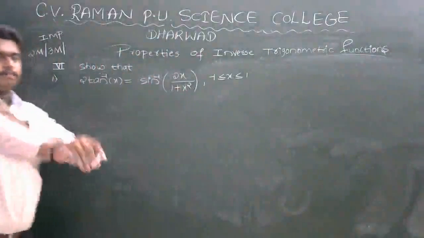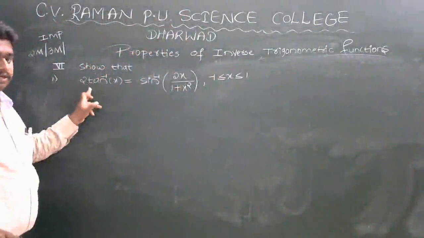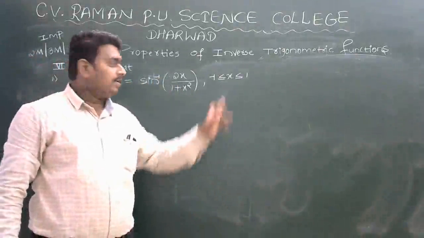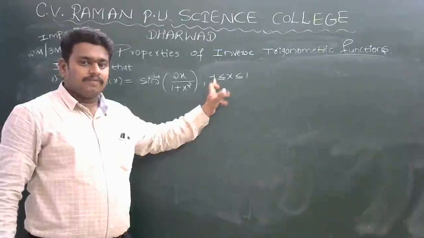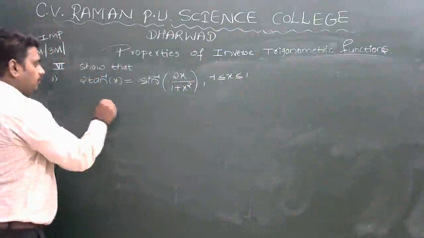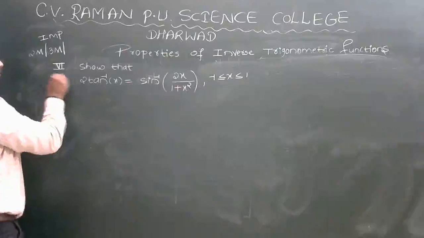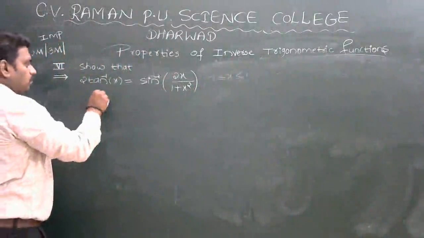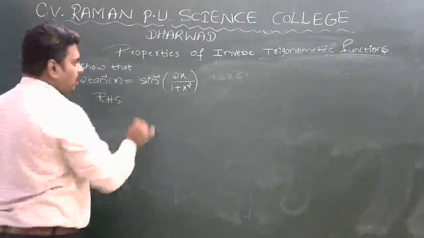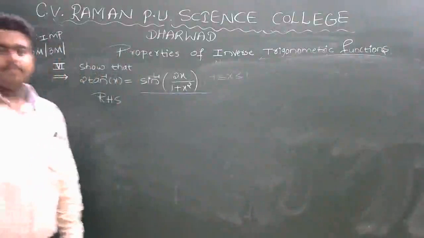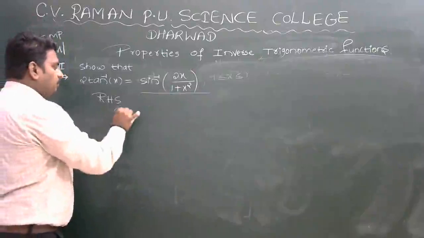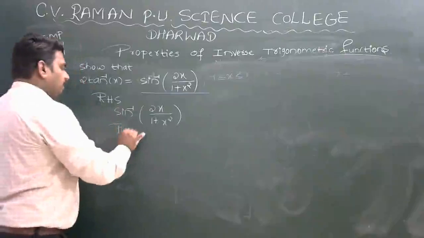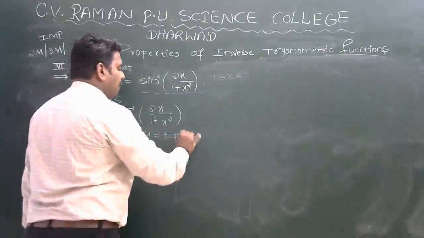Okay, let me go for property 6. Show that 2 times tan inverse x equals sin inverse of 2x divided by 1 plus x square, where x lies between minus 1 and 1. So here I am just going to convert this term into the solution. Don't write this condition there. I am going to consider the RHS part first. Your RHS part is sin inverse of 2x divided by 1 plus x square. So I am going to put x equals tan theta.